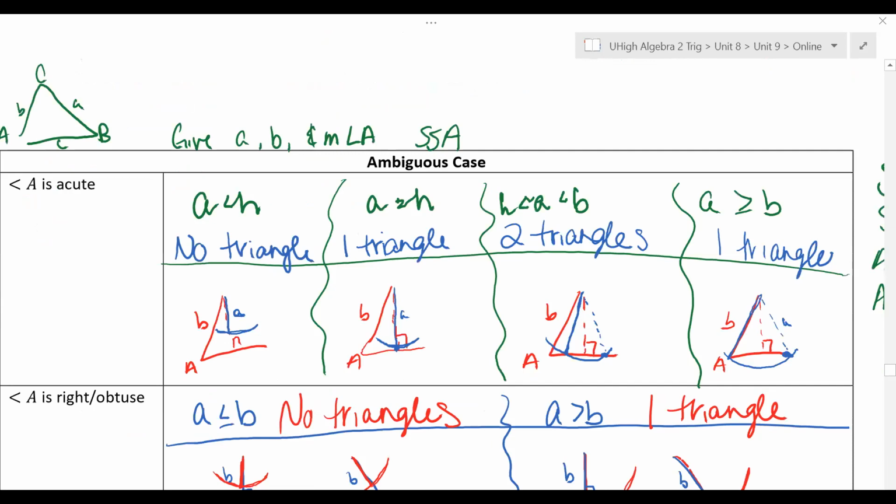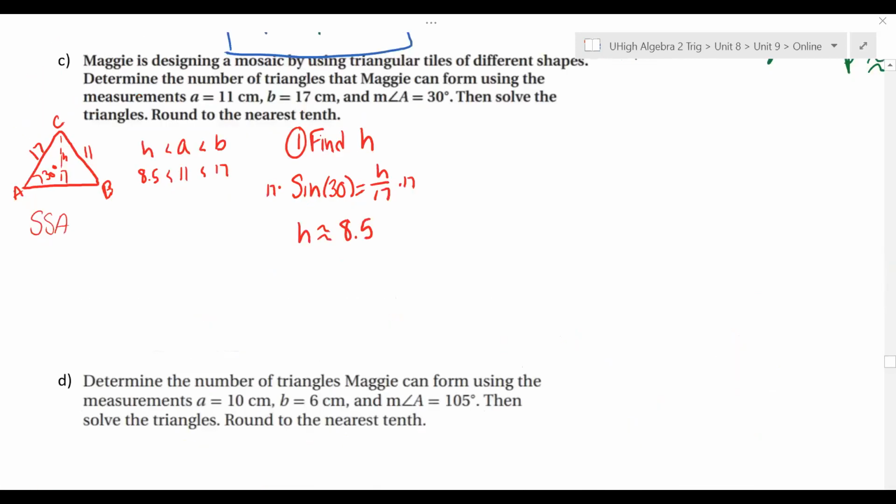So that happens in this third scenario here. A is greater than H but less than B. So I'm going to have two possible triangles. So I have two triangles.